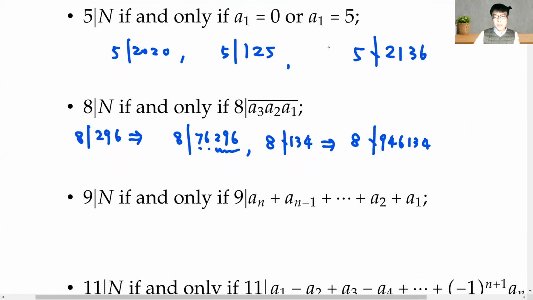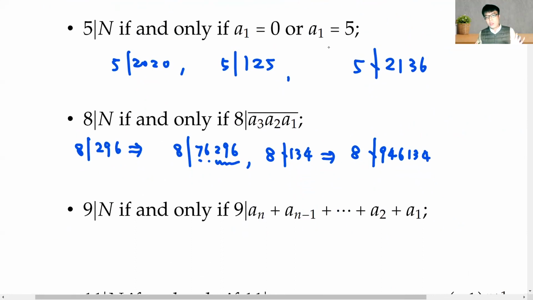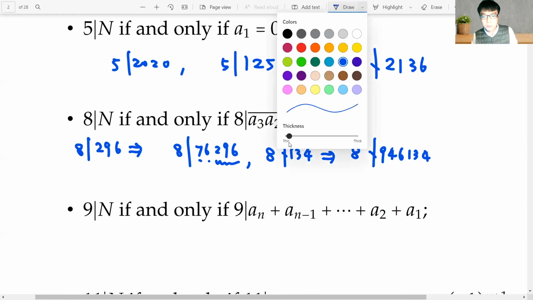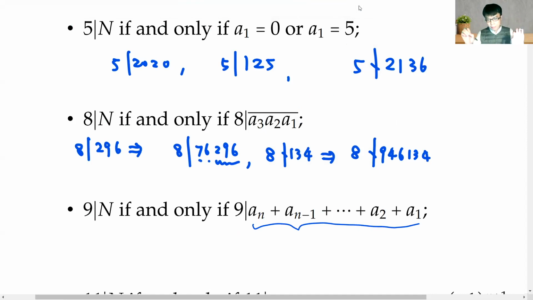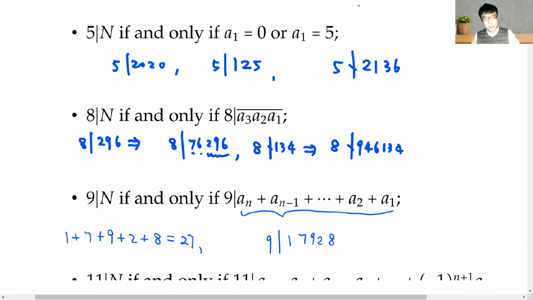Next, we look at 9. The numbers divisible by 9. It's very similar to the numbers divisible by 3. We'll also consider the sum of digits. If the sum of digits is divisible by 9, the original big number will be divisible by 9. For example, I have 1 plus 7 plus 9 plus 2 plus 8. This is 27. 27 is divisible by 9. So the number consisting of these digits will be divisible by 9. 1, 7, 9, 2, 8. This big number is divisible by 9. Okay, that's the divisibility test for 9.